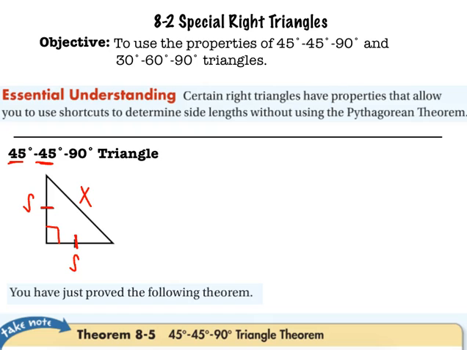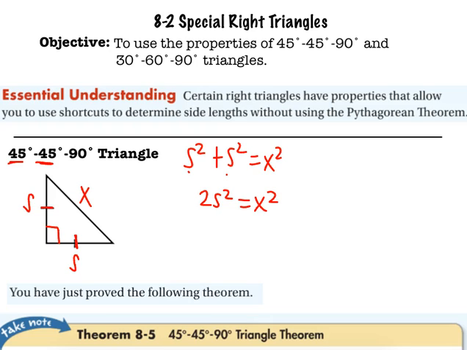Now we're just going to perform the Pythagorean theorem. So S squared plus S squared equals X squared. That's exactly what we were just doing on the previous page. Now let's combine like terms. How many S's do I have? I have 2S squared equals X squared.